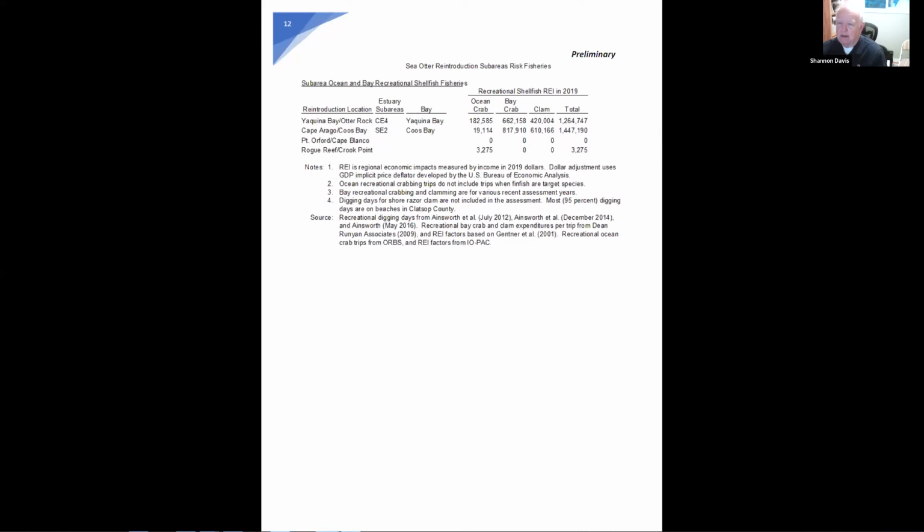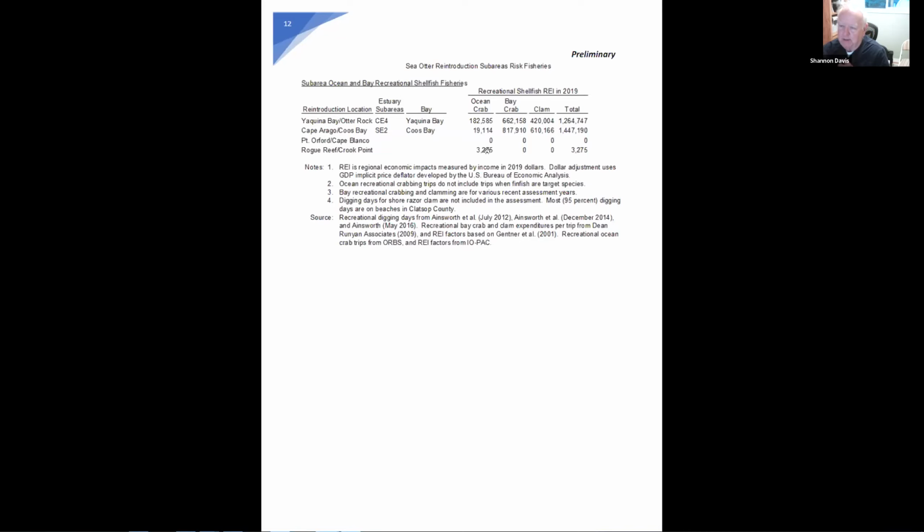Going along in the economic impacts from our baseline. Here's recreational shellfish. This is not from serial data. It says 2019, but I'm just grabbing the most recent year of information that we have about crabbing and clamming trips. And there's some good work done by Justin Ainsworth before he moved up in the ODF&W world, that gives us the digging days, and by modeling that we can convert into regional economic impacts.